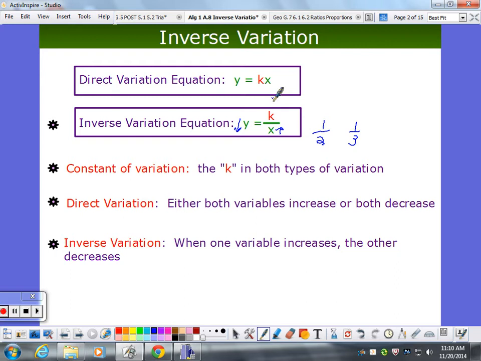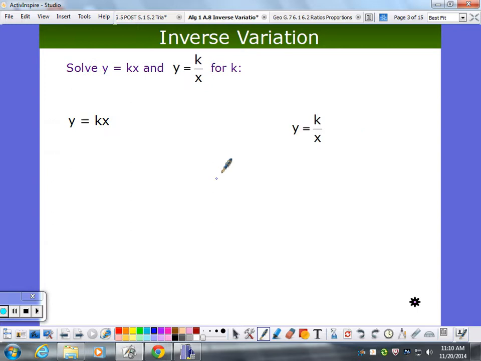So on a conceptual basis, the difference between direct and inverse variation is, if x grows, so does your y. If your x gets big, your y gets small. If your x gets small, your y gets big. So that's the big difference.